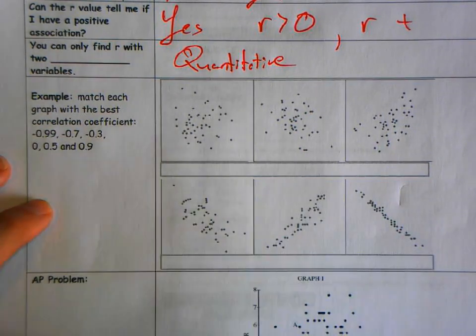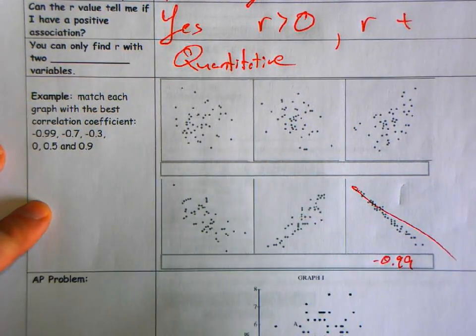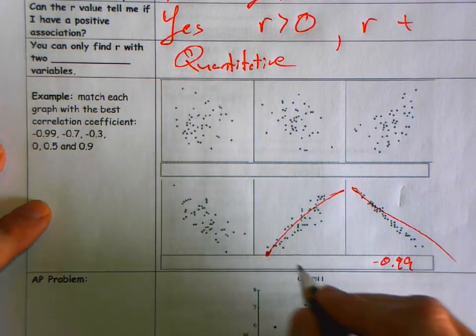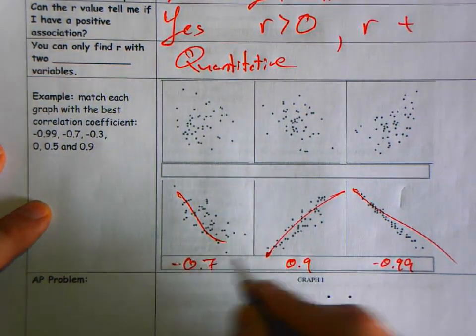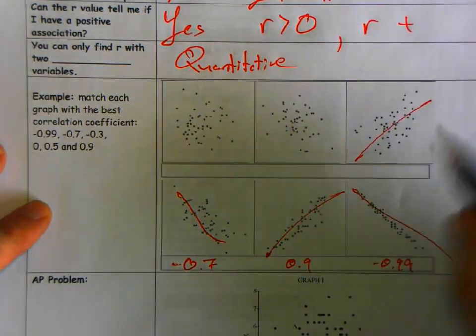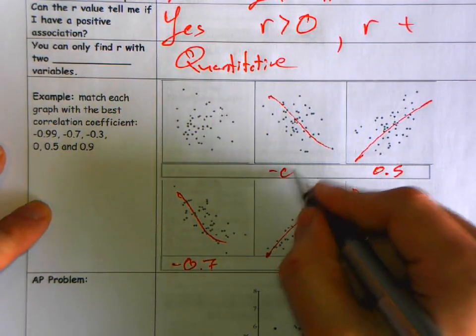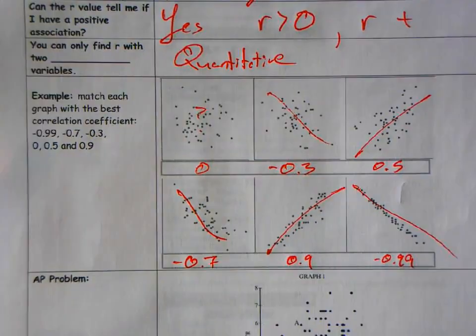Hopefully you've paused it. Hopefully you've now looked. This is negative 0.99, very close to the line. This is positive. What is this? Positive 0.9. This is negative 0.7. This is positive 0.5. This is negative 0.3. And that's what 0 looks like. You don't even know which way to draw the line in there.